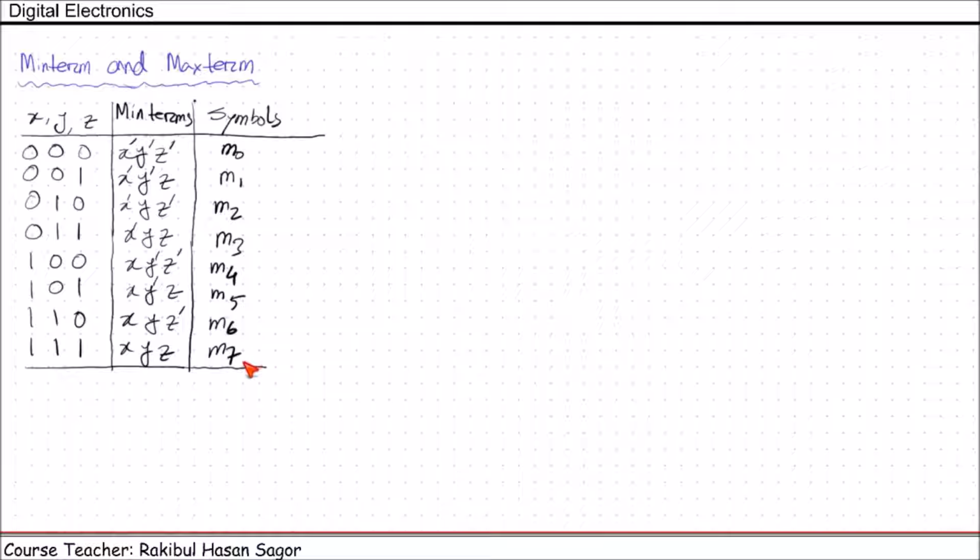Now remember, if you would have 4 variables, then you would have 16 combinations. For 16 combinations, you would have total 16 symbols, m0, m1, m2 up to m15. Now if you are asked what is the corresponding Minterm with 3 variables having symbol m6, now what is 6 here?